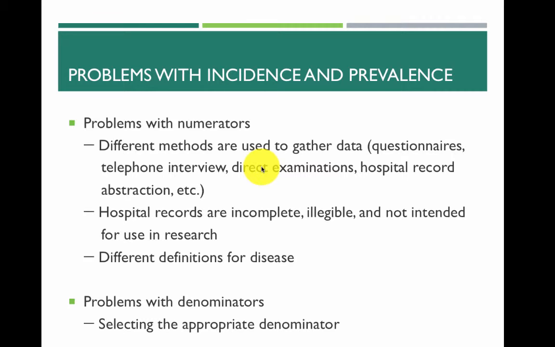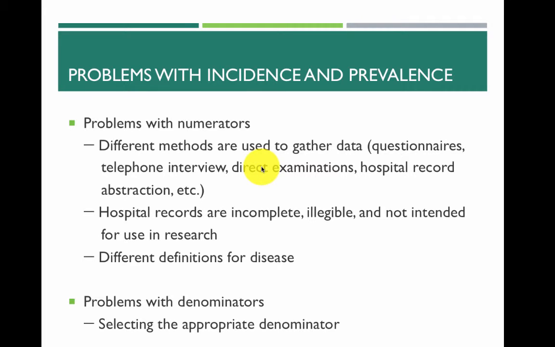On the denominator side, sometimes selecting the appropriate denominator can be difficult. So, for example, what if we wanted to study accidents and cell phone use while operating a motor vehicle? What might be the appropriate denominator? Should it be the number of cars, or the number of drivers, or the number of trips, or the number of miles, or the number of minutes of duration of the drive? So you can see that the methods for choosing the appropriate denominator might also differ.